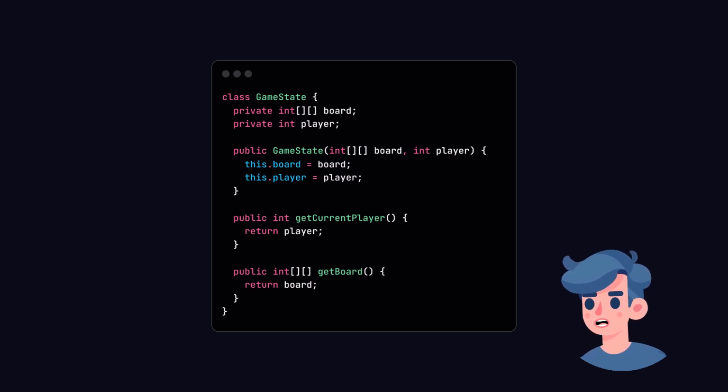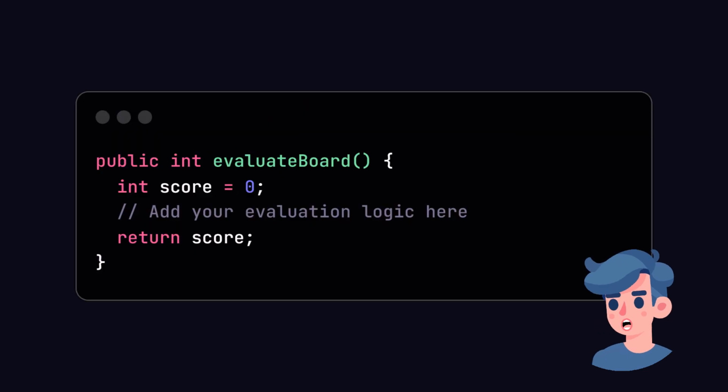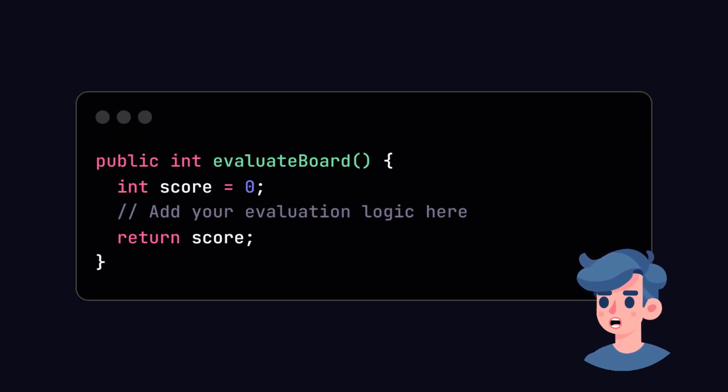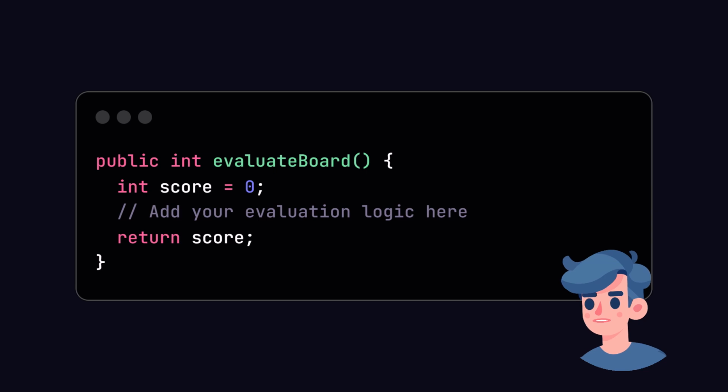First, we need a basic structure for our game state. Next, we'll need a method to evaluate the board and provide a score based on the current player's advantages. This evaluation function is essential for the Minimax algorithm as it guides the AI's decision-making.